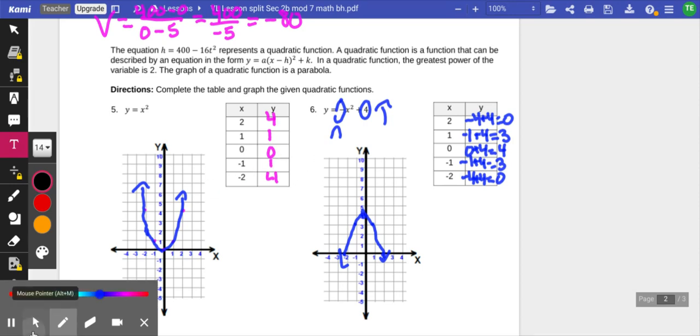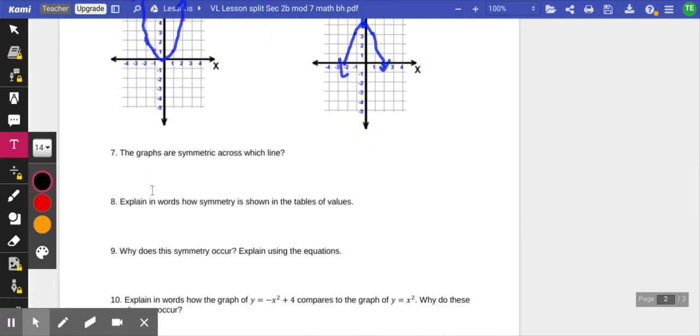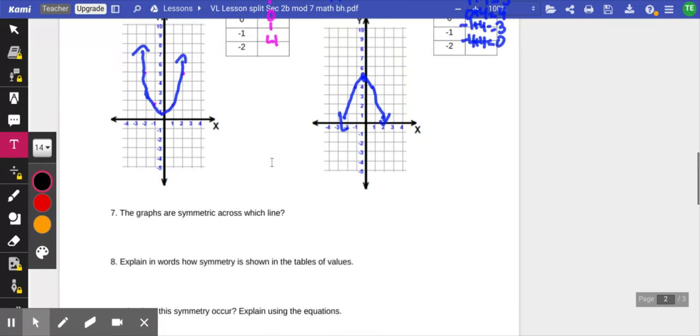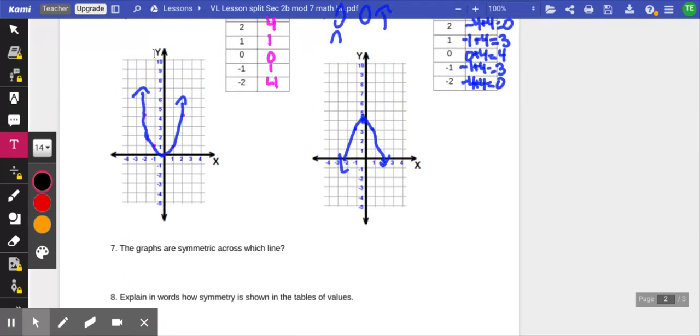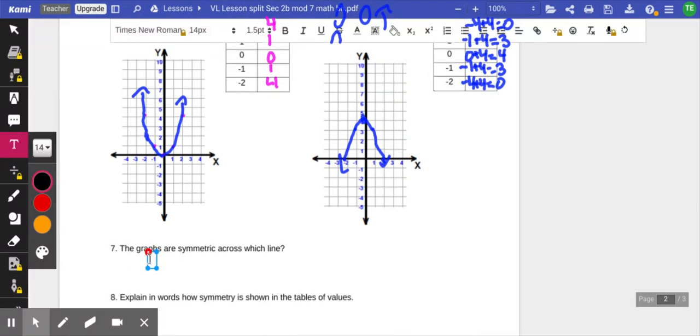All right, next one. The graphs are symmetric along which line? So what line is cutting these shapes in half? Now mine are very sloppy, but if you drew them neatly, the y-axis would be cutting the parabola in half. The y-axis is the axis of symmetry.